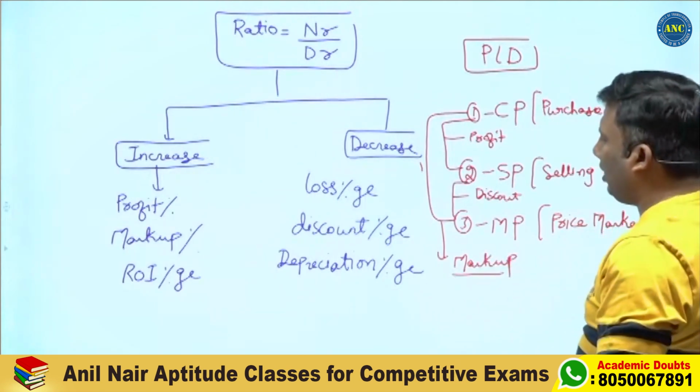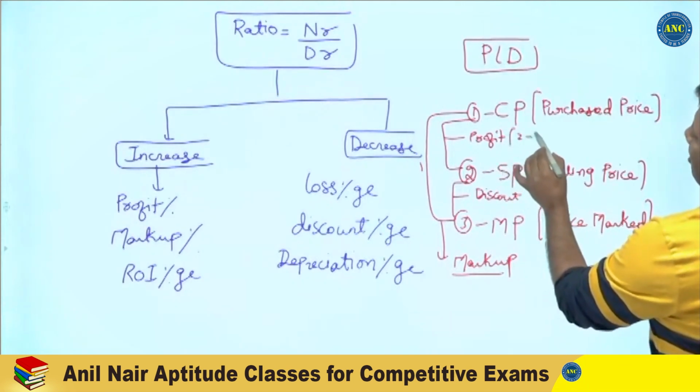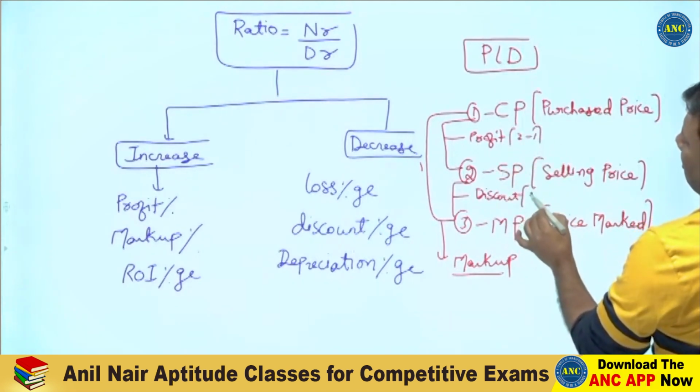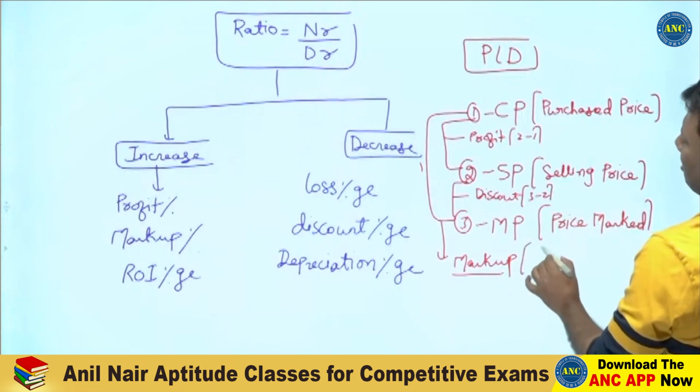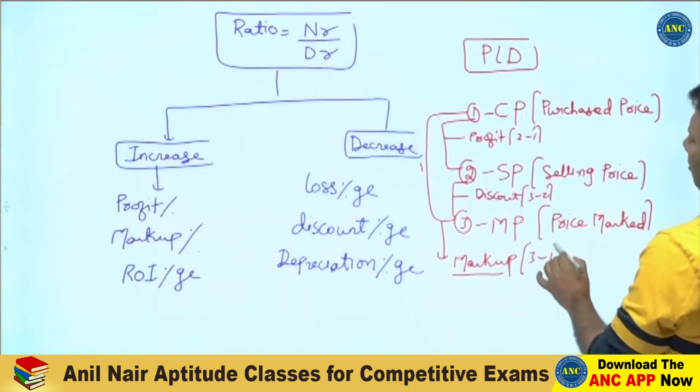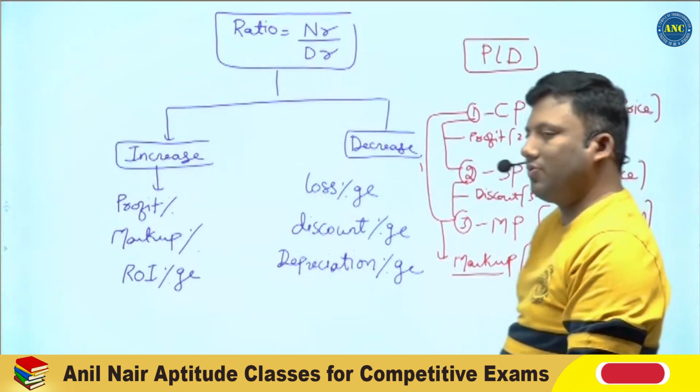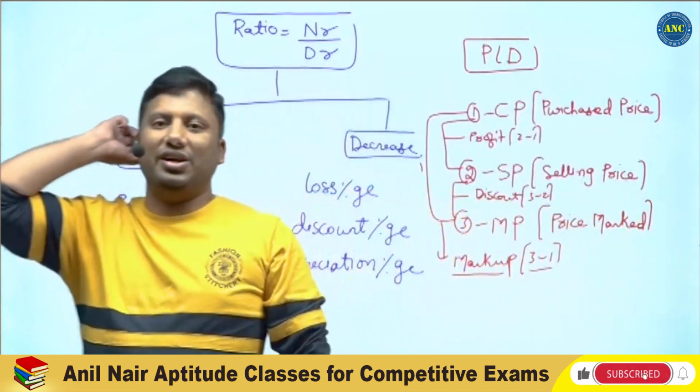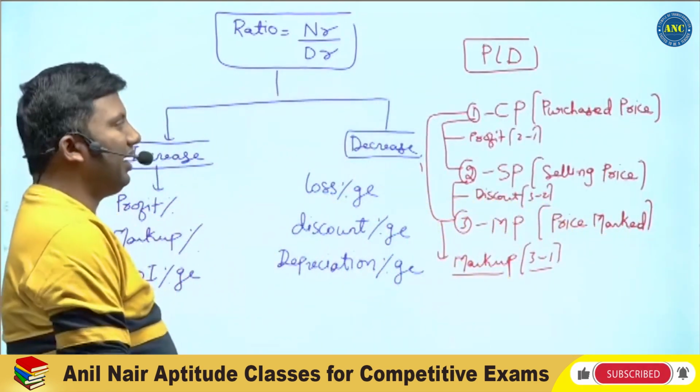This is your entire profit, loss and discount, which is 2 minus 1. Here it is 3 minus 2. Here it is 3 minus 1. I hope the idea is clear.